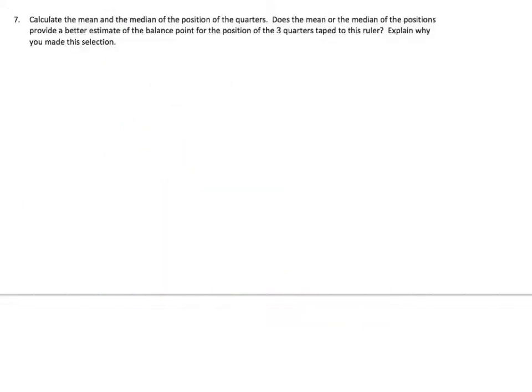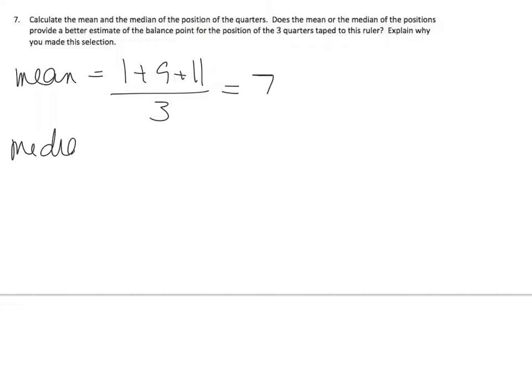All right, let's calculate the mean and the median of the position of the quarters. Just a second. The mean is the average. I'm going to do 1 plus 9 plus 11 over 3, which is just plain old 7. And the median is the middle number, that is 9. So does the mean or the median of the positions provide a better estimate of the balance point for the position of the 3 quarters taped to the ruler? Explain why I made this decision.